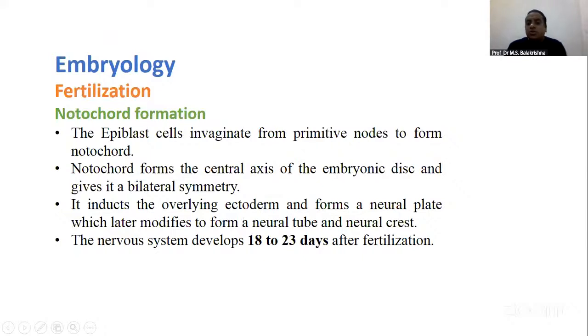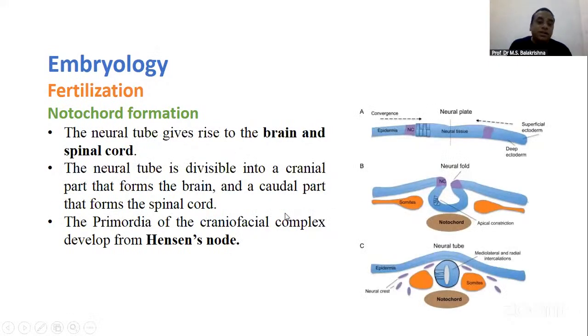So next is notochord. The epiblastic cells invaginate from the primitive node to form the notochord. So the epiblastic cells are responsible for this, and the notochord forms the central axis. I told you, the midline of the embryonic disc, and it gives a bilateral symmetry. So that's why in human beings our left and right sides look similar, because of the perfect division by the notochord. And our nervous system develops between 18 to 23 days of fertilization.